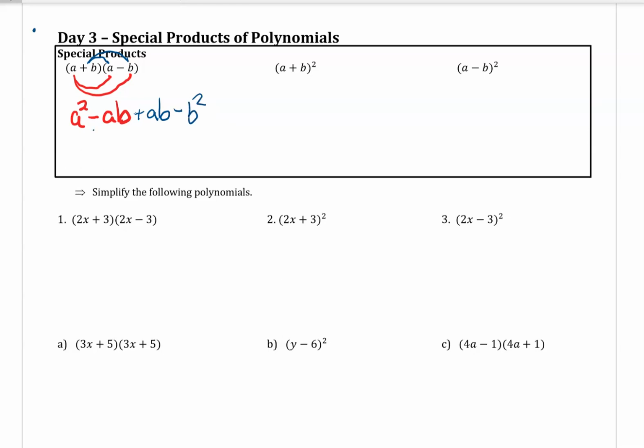So here we see we have a negative ab and a positive ab. They cancel each other out. So our product is a squared minus b squared.